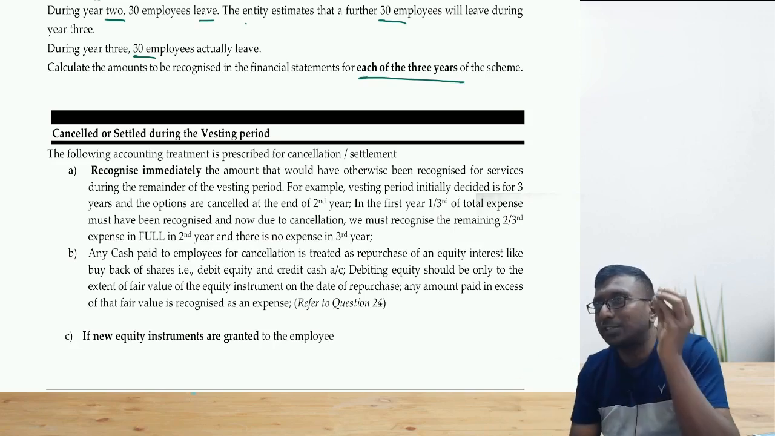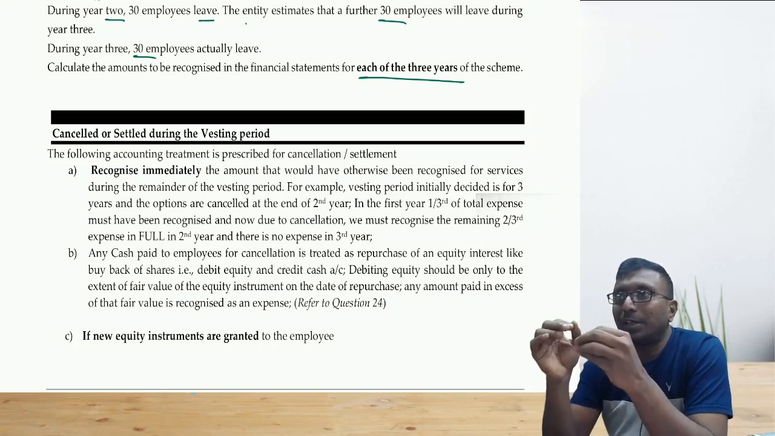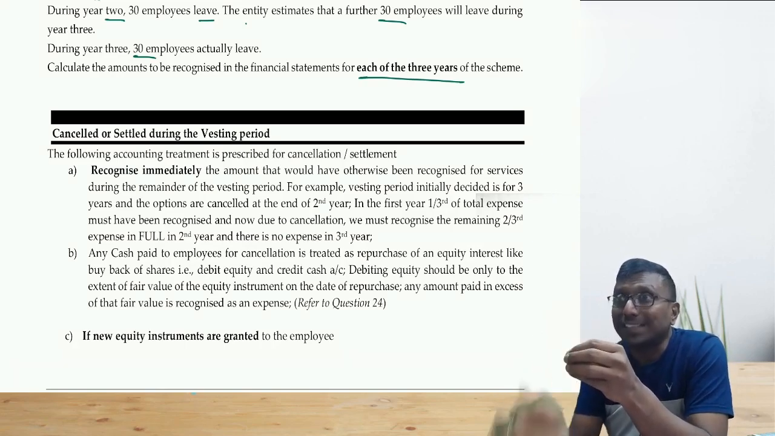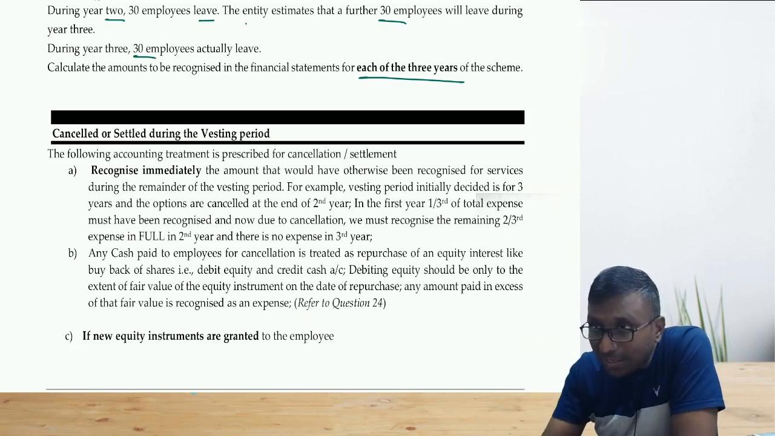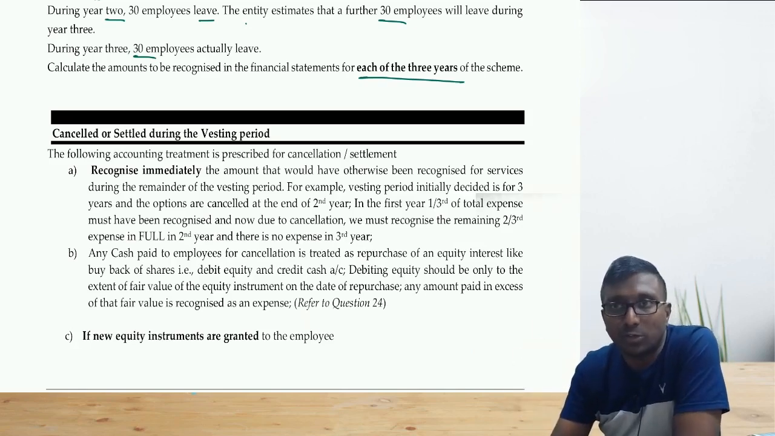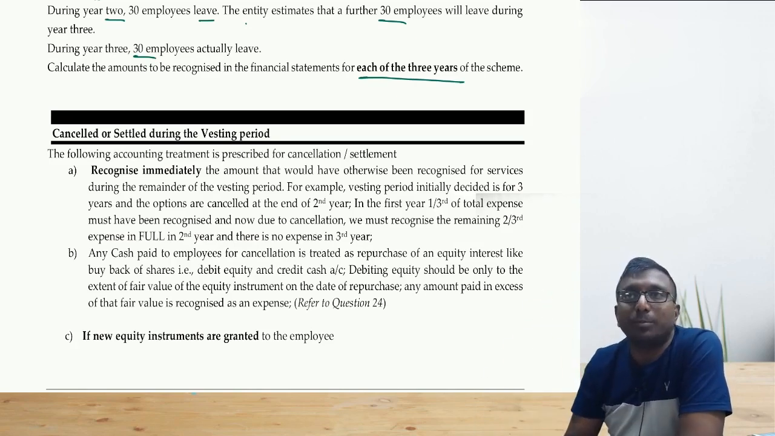First year completed, first year 1/3 expenditure is already charged. Second year में you cancelled it, then 2 years का expenditure should be booked immediately. Have you understood? First basic rule is what? 2 years का expenditure, book it immediately.